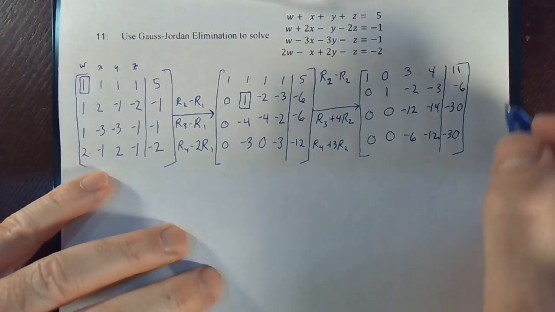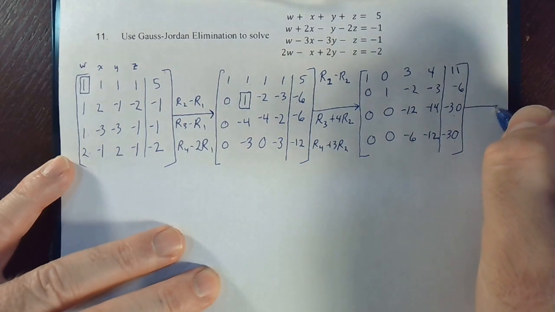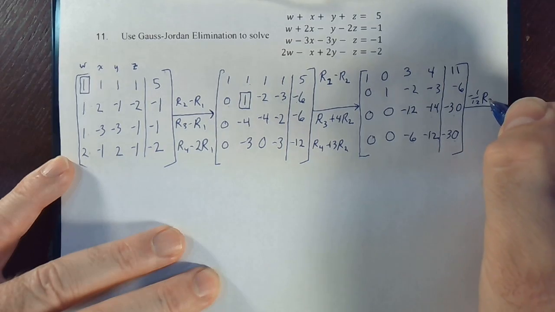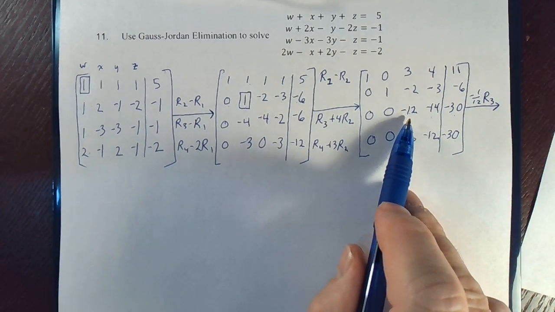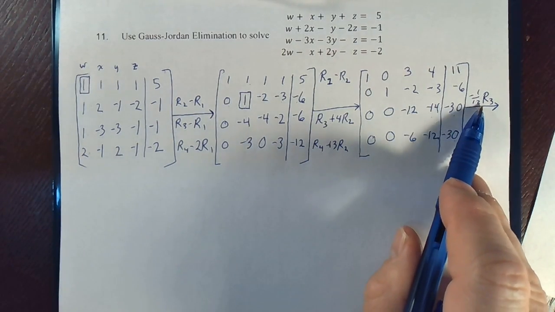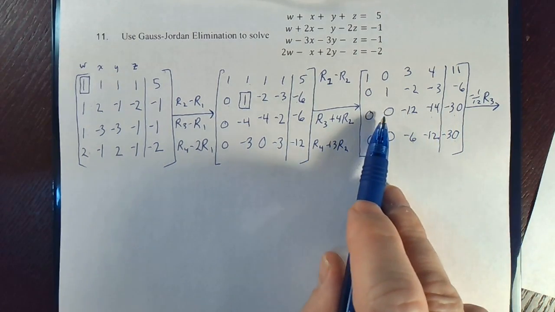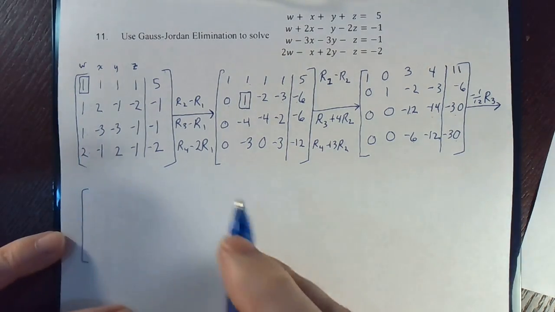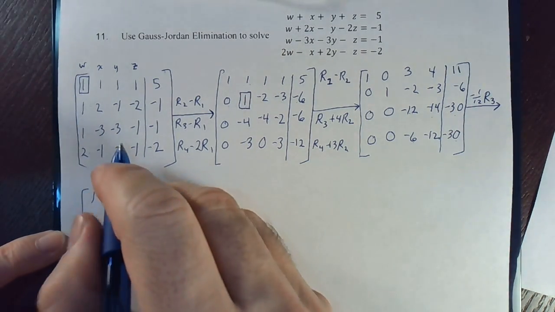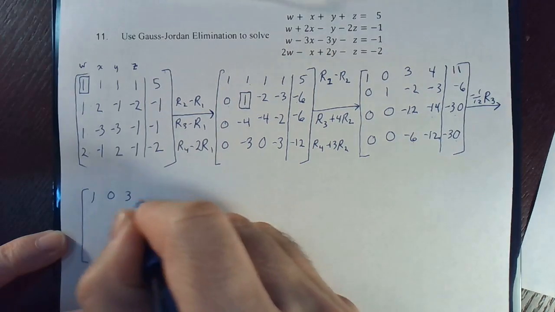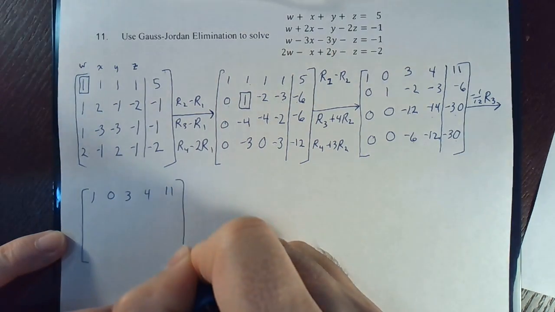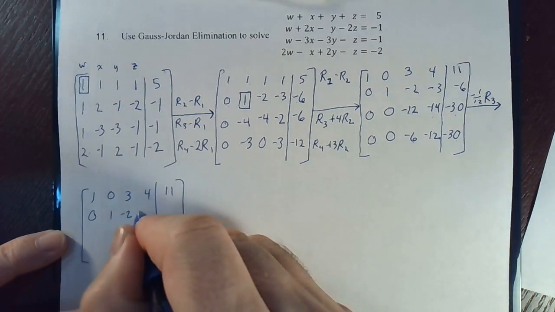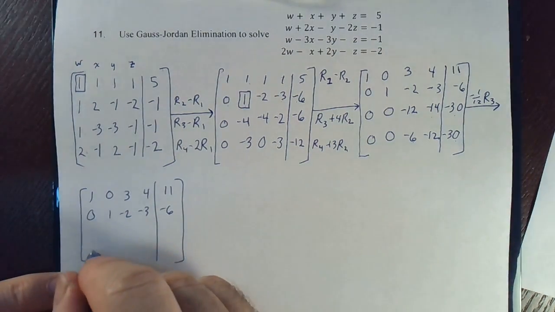I'm going to go ahead and just do this. I'm going to do negative 1/12 row 3. And that's going to give me a 1 right here. And again, if you wanted to write this as row 3 divided by negative 12, that's the same thing. So let's write that matrix down. Row 1 stays the same: 1, 0, 3, 4, 11. Row 2 stays the same: 0, 1, negative 2, negative 3, negative 6, no change. And the bottom row stays the same.